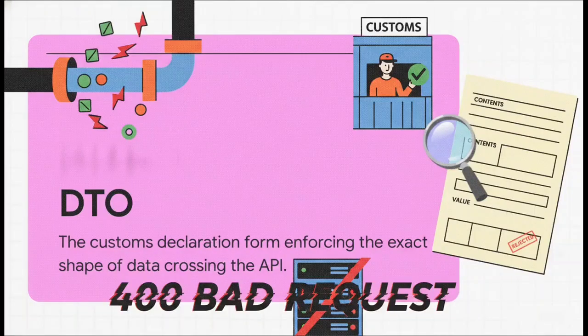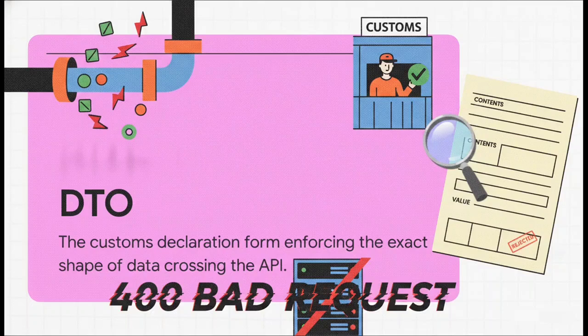Let's actually zoom in on how that pipe purifies data using a DTO, or data transfer object. Think of the DTO as a strict customs declaration form at an international border. Before anything is allowed to enter your application, it must declare its exact contents on this specific form. Combined with a global validation pipe, which acts as your highly suspicious customs officer, the system automatically enforces this contract. Any undeclared items, they are stripped out and confiscated.